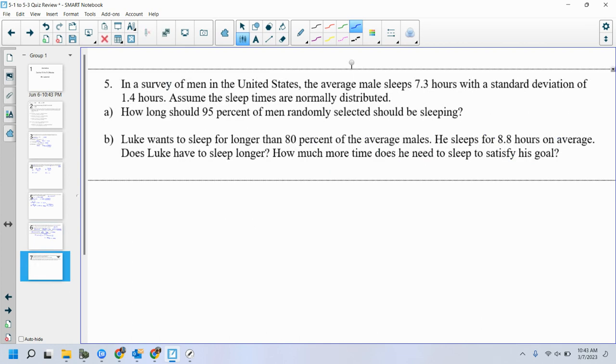All right. And the last one here, number 5. In a survey of men in the United States, the average male sleeps 7.3 hours with a standard deviation of 1.4 hours. Assume the sleep times are normally distributed. How long should 95% of men randomly selected be sleeping? That's worded really weird.